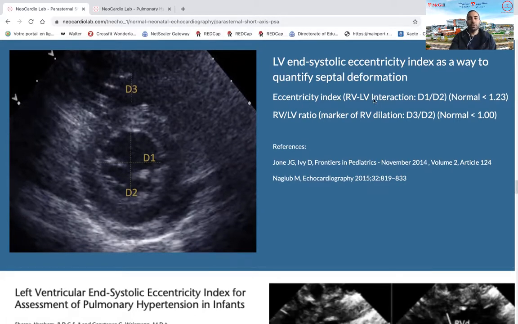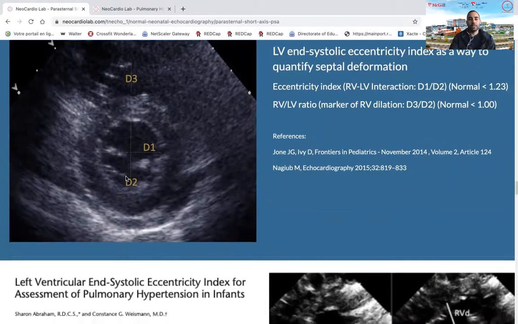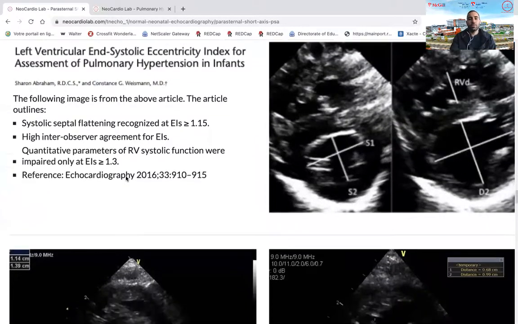And so the eccentricity index, depending on which ratio you're doing, the D1 on D2 or the D2 on D1, and both have been described in the literature, will give you a sense of how much septal flattening there is in these patients.